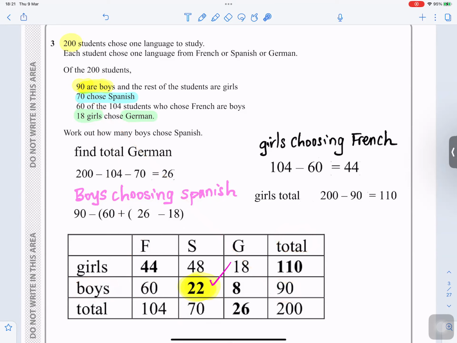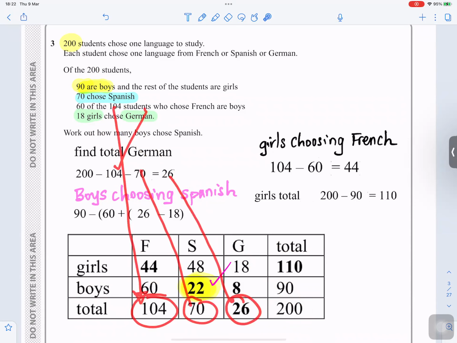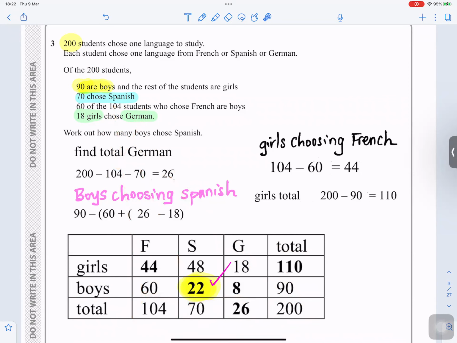So to find the total for German, we got 200 in total. 200 minus 104, which is 96. Then 96 minus 70 will give us 26. Boys choosing Spanish: you can do 90 minus 60 plus 26 minus 18. 104 minus 60 gives you 44. So you can complete the table.